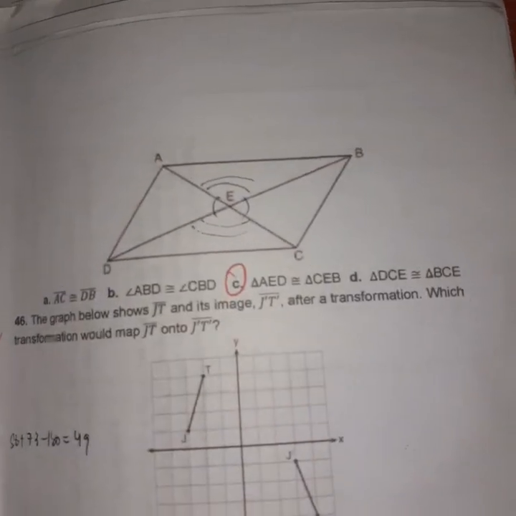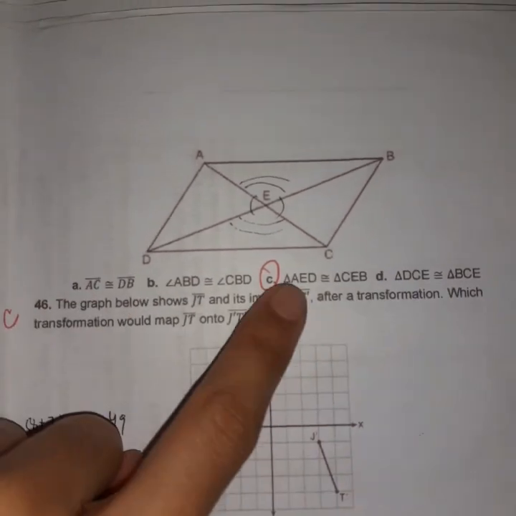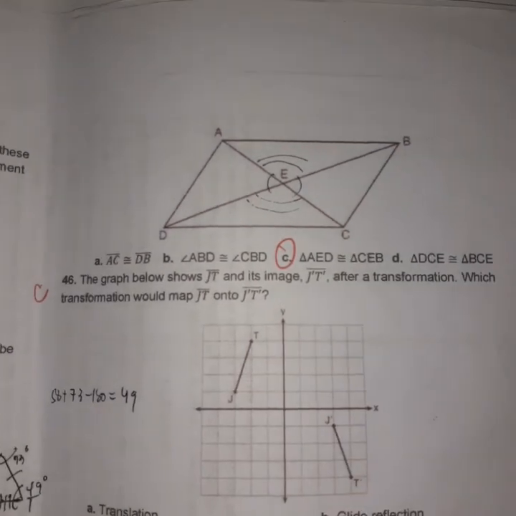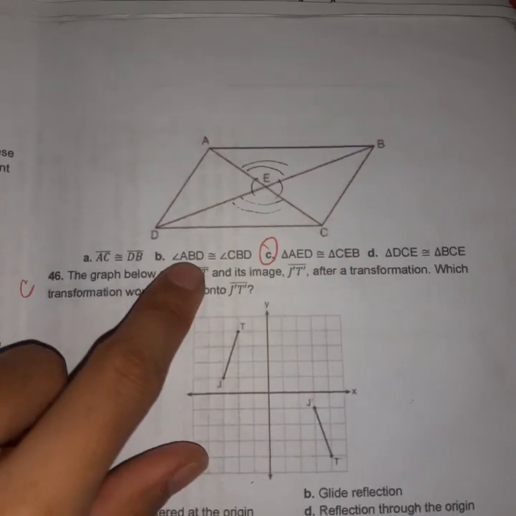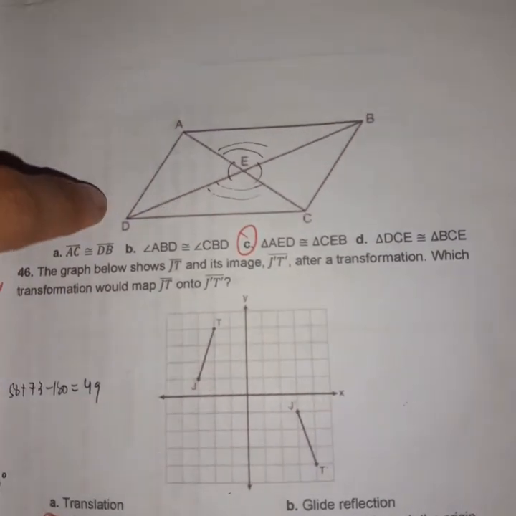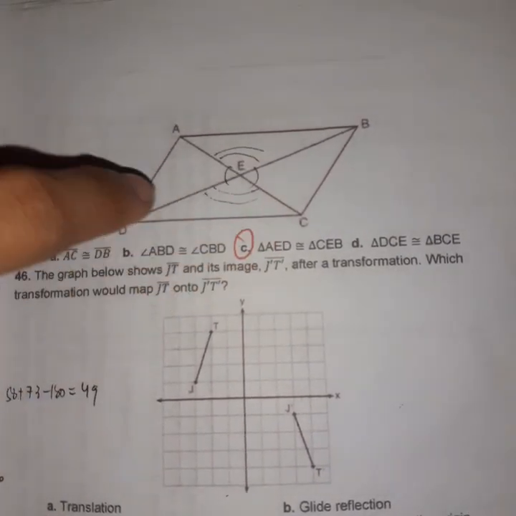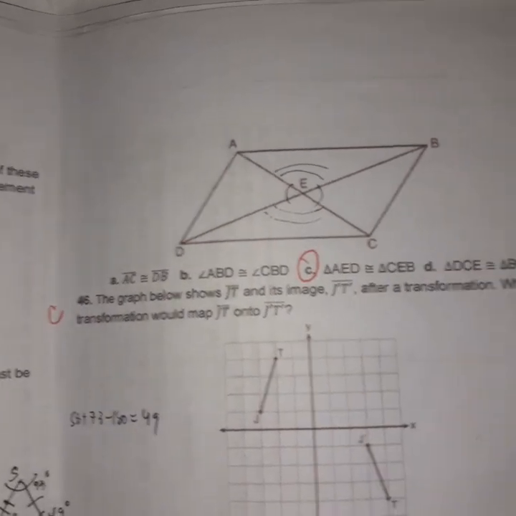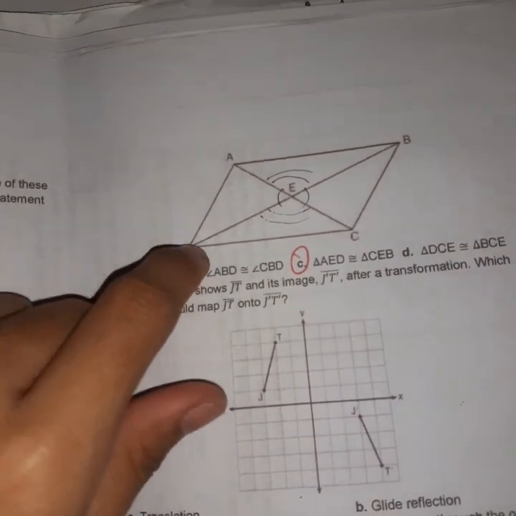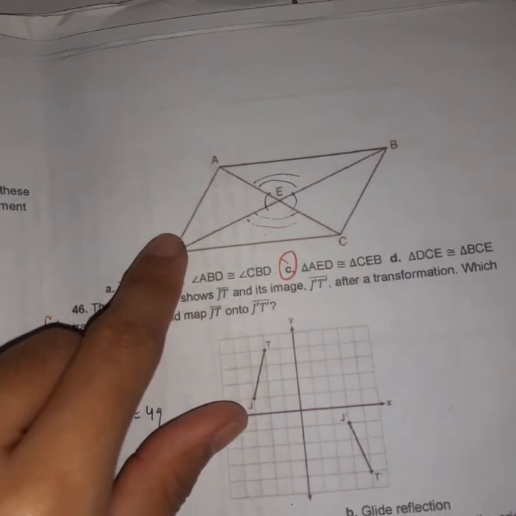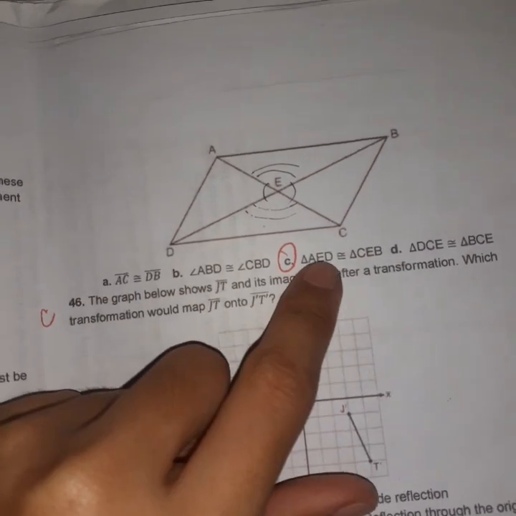We have A, AC is congruent to DB. No, not all the time. B, angle ABD is congruent to CBD. No. Opposite angles of a parallelogram are congruent, but it does not state that diagonals bisect angles.